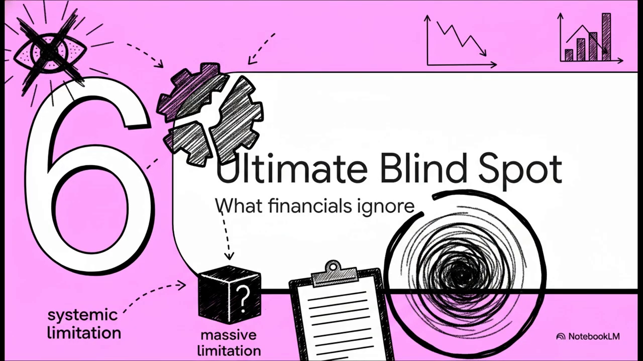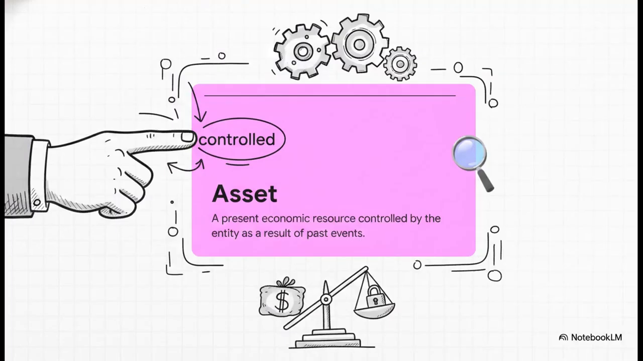And that brings us to our final section, Section 6, the ultimate blind spot. What traditional financials simply ignore. For all the rigor we've talked about today, the OCI, the equity bridging, the materiality, traditional financials have one massive, almost systemic limitation. And it all boils down to how the conceptual framework actually defines an asset. An asset is an economic resource controlled by the entity. That word controlled right there, that is the absolute linchpin.